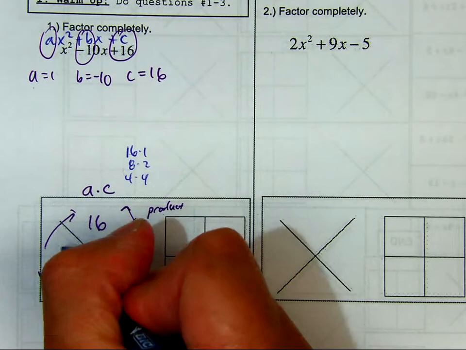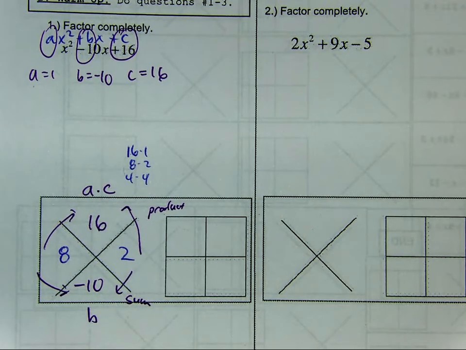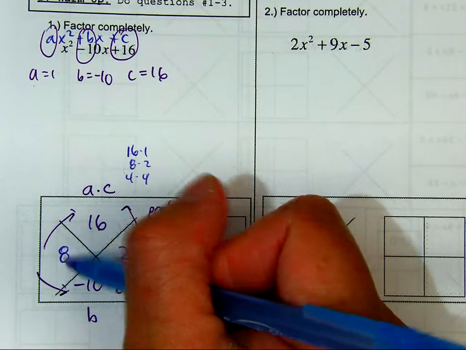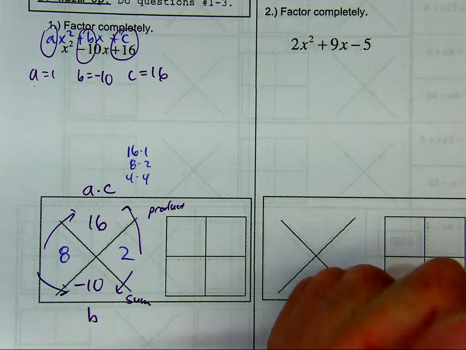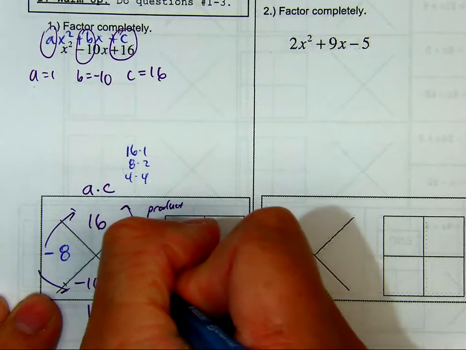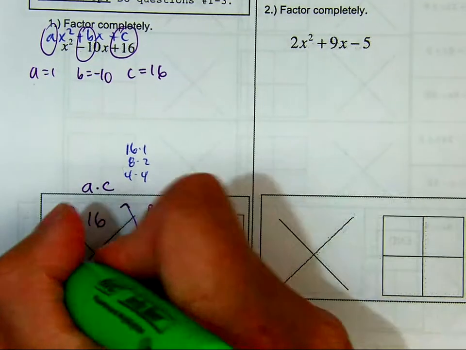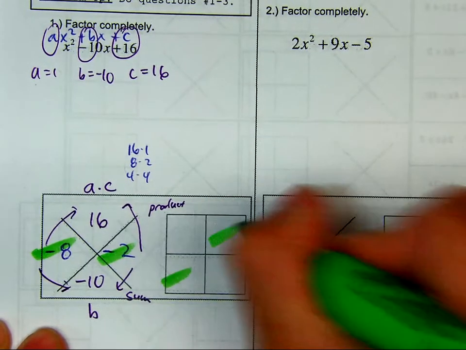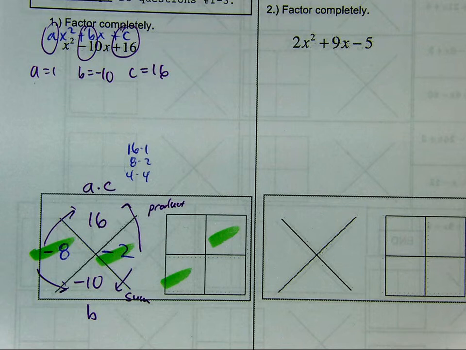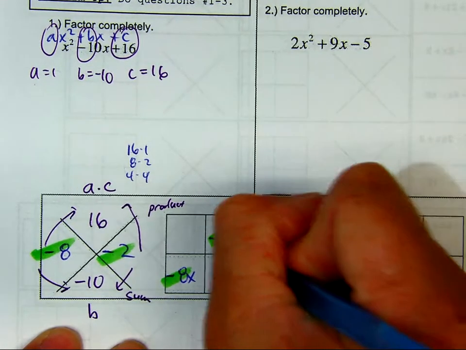Someone said 8 and 2. That multiplies to be 16, but class, does that add to be negative 10? So what does that mean? They both have to be negative. So now I take the negative 8 and the negative 2, and you're always going to put them in those two boxes. Negative 8x and negative 2x.